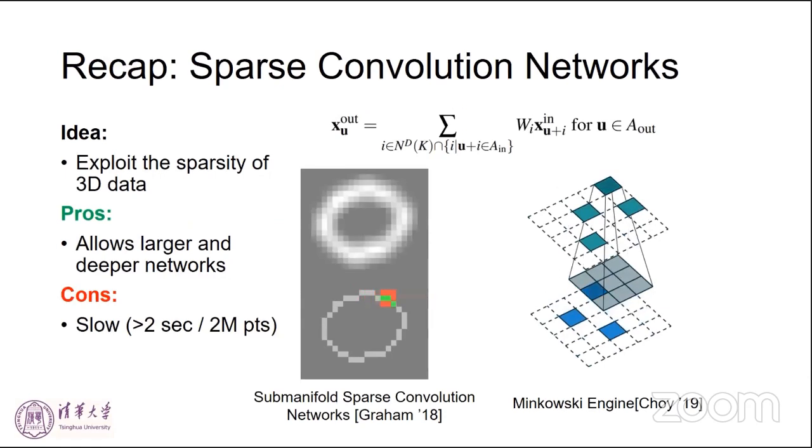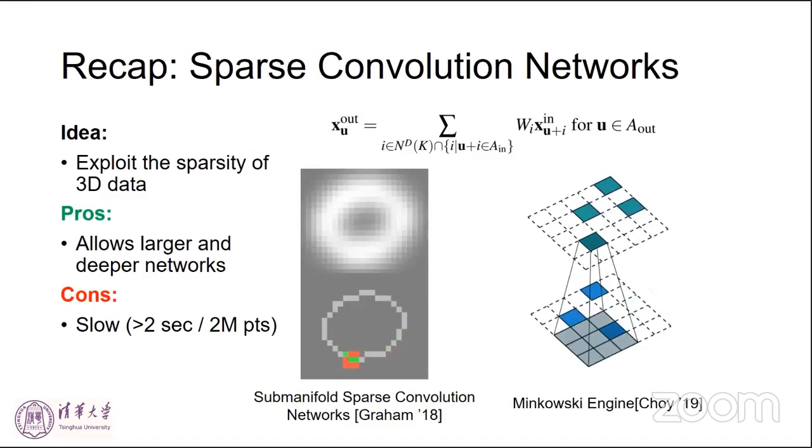Our work uses sparse convolutional networks, so I will first give an introduction to that. In sparse convolutional networks, the data distribution is spatially sparse, meaning only a few locations contain data, whereas most places are empty. A 3D point cloud is a perfect example, as most points only exist on the object surface. The idea of sparse ConvNet is to exploit the sparsity of 3D data to make the computation more efficient. Generally, only non-empty locations are involved in computation and storage. Compared to dense 3D convolution, sparse ConvNet allows larger and deeper networks.